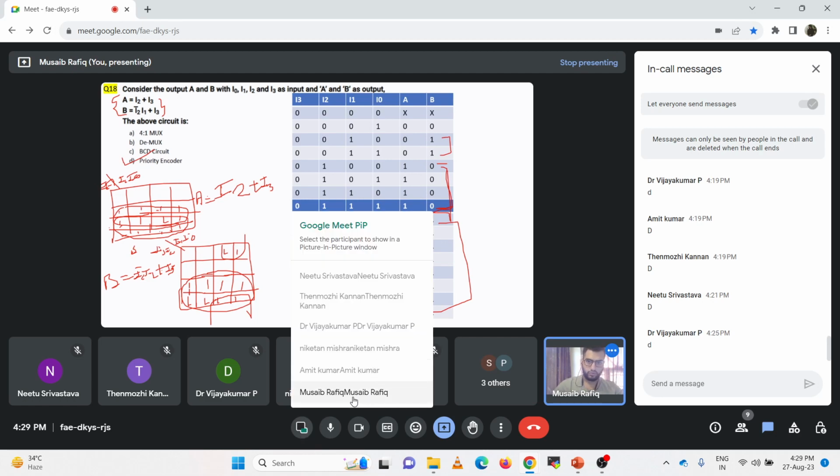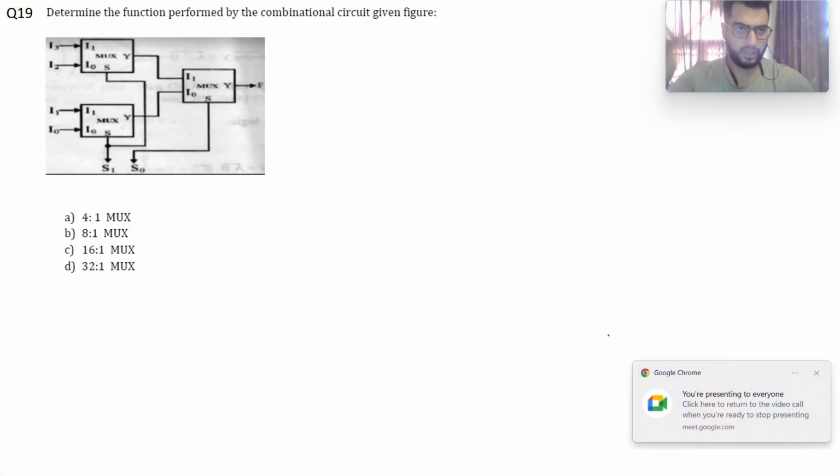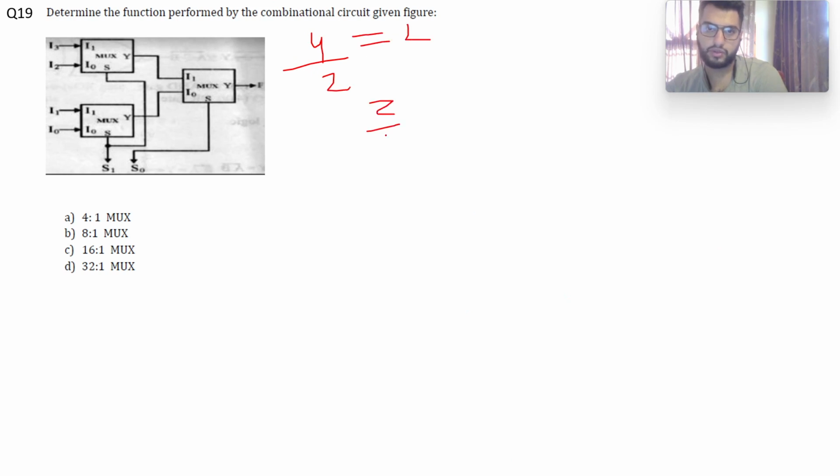Now let's move forward to question number 18, 19 of today's live session. Determine the function performed in the following combinational circuit given in the figure. What we have here is three 2:1 muxes, and you need to determine the functionality. When three 2:1 muxes are connected like this, it is simply a 4:1 mux. You can also verify it like this. If you want to implement a 4:1 mux by 2:1 muxes, 4 by 2 is 2, 2 by 2 is 1, so you need 3 muxes, and it is a 4:1 mux.